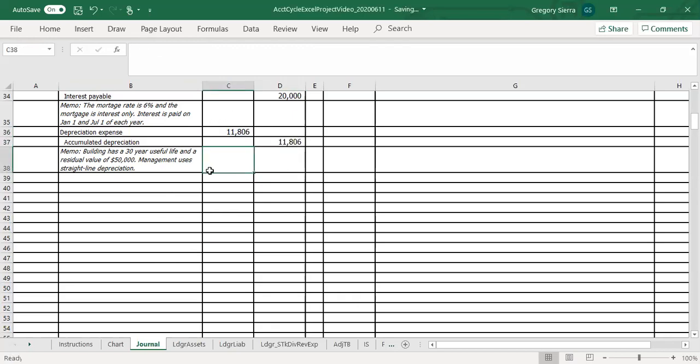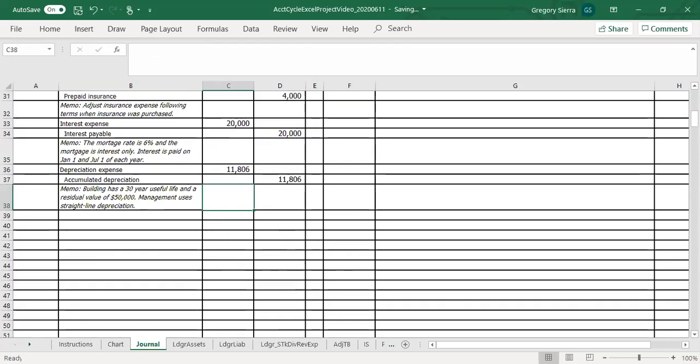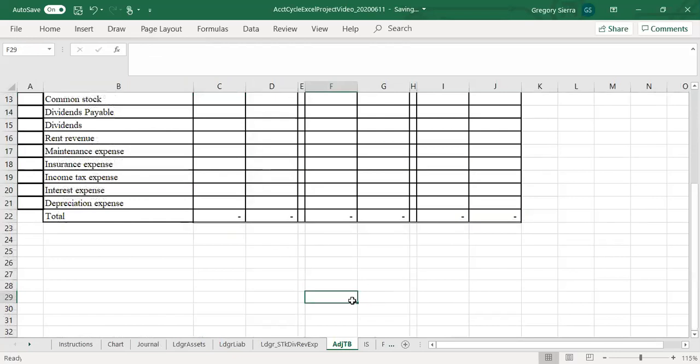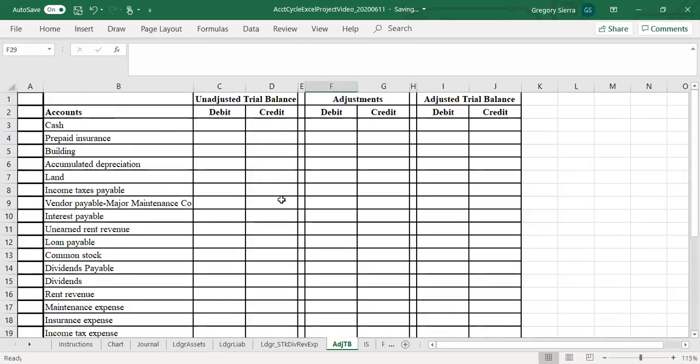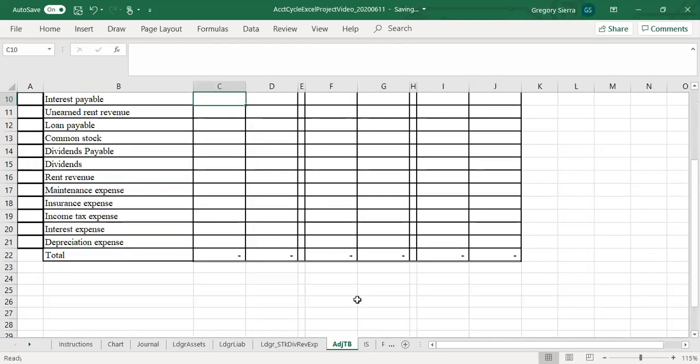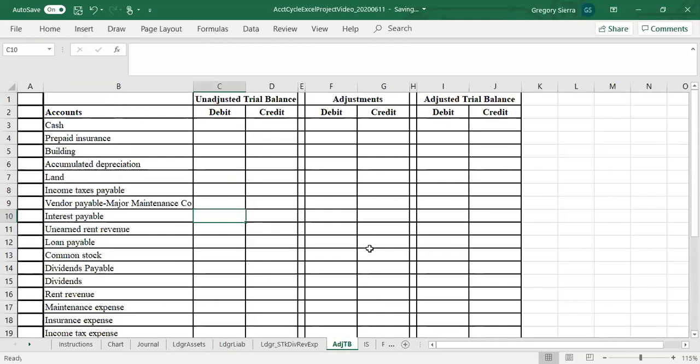Okay, so that's all the adjusting journal entries. Now, we're not going to post them to the ledger right away. In the next part, we're going to start filling out the trial balance and put these adjustments here. So the next part 3 is doing the trial balance. So I'll see you in video 3.